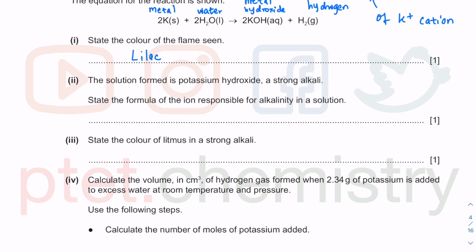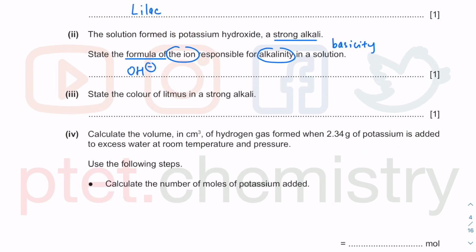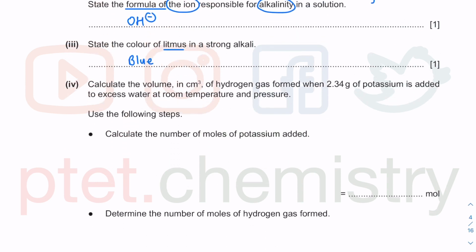Now this is a strong alkali. They want the formula of the ion, not the compound, the ion, responsible for alkalinity or very strong basicity. OH minus is the formula. The name is called hydroxide, but they want the formula, not the name there. What's the color of litmus? So this is just normal litmus. It's not universal indicator. It's a litmus. It's going to be blue in color.